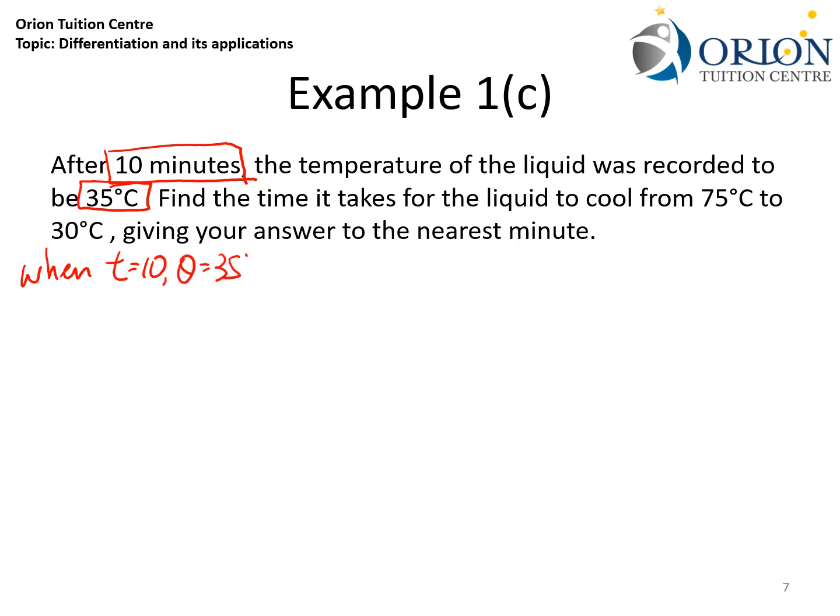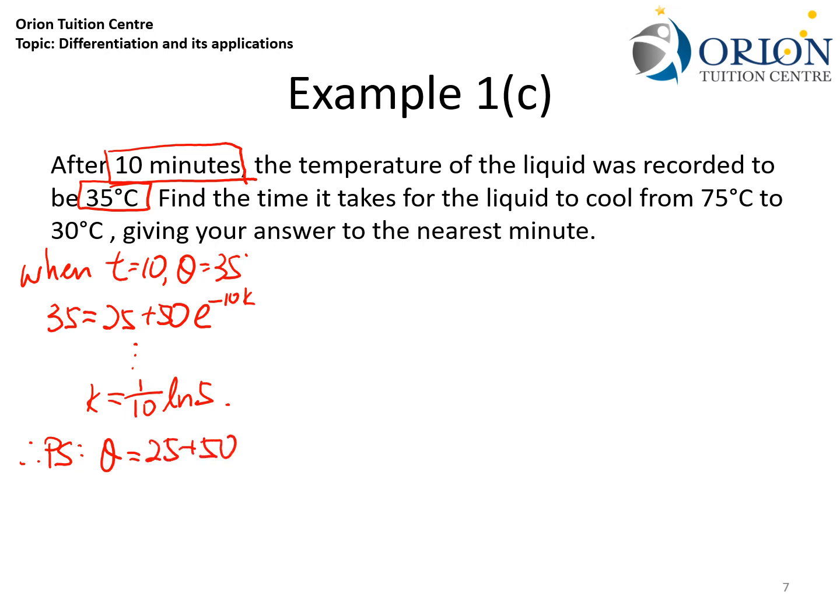Therefore, we can substitute these two values into our earlier solution to get 35 = 25 + 50e^(-10k). If we solve this equation, we end up with k = (1/10) ln 5. Now we can say that the particular solution is θ = 25 + 50e^(-(1/10) ln 5 × t).